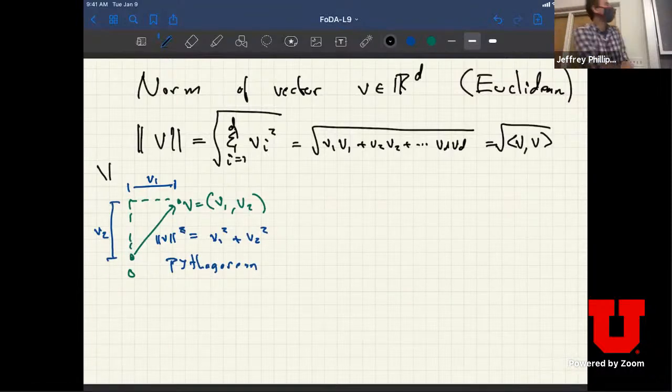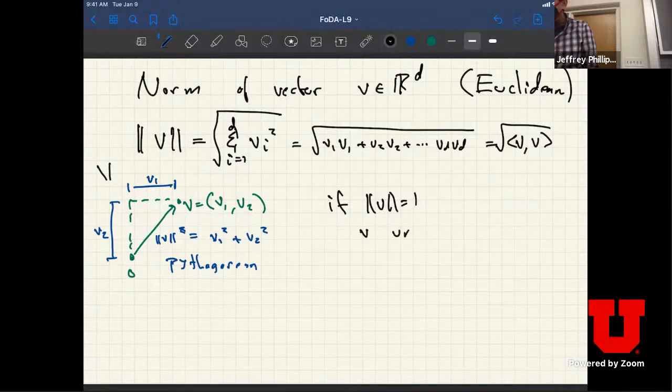Okay, now v can have any length here, right? I'm not restricting it to 1. If the length of v is equal to 1, again, this is the special case I needed before, then I say v is a unit vector, where unit refers to 1. The length of it here is 1.